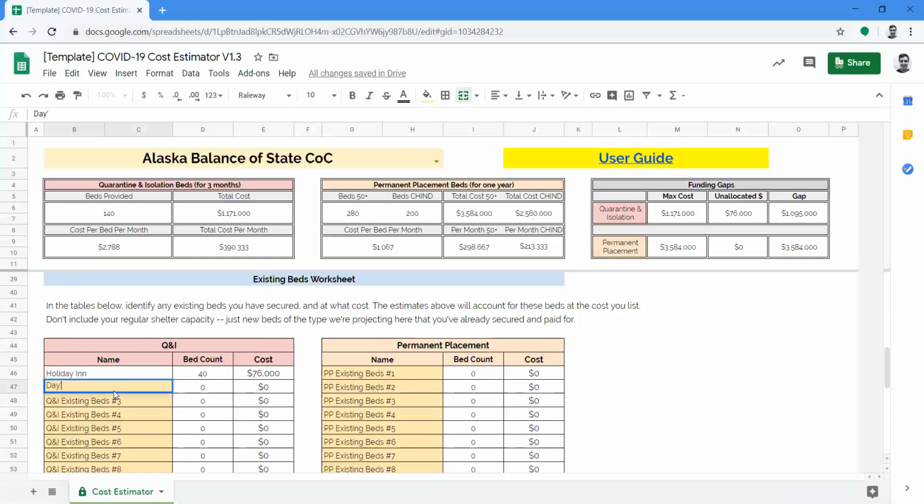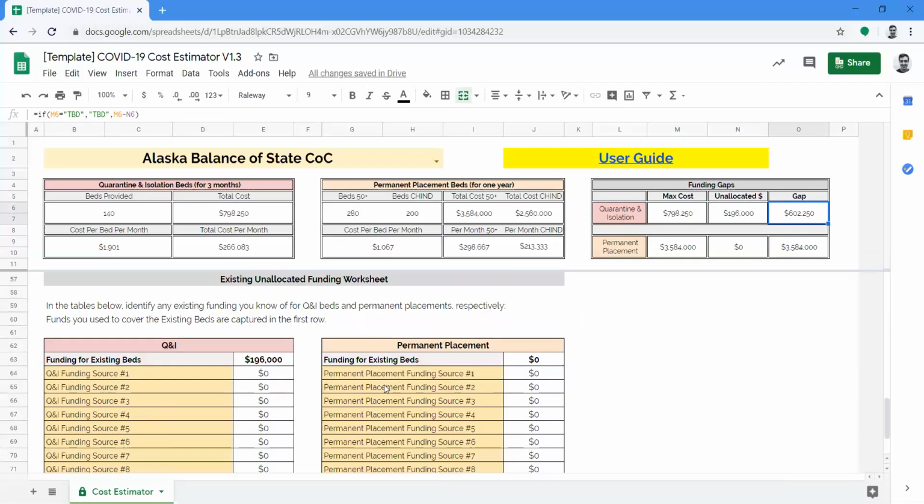You can then say the Days Inn has an additional 45 beds and those cost $120,000. And you'll see that the cost is updated accordingly here and here. And also the $196,000 you've indicated here is indicated as money you've already secured. And so your gap has dropped accordingly. The same principle applies for permanent placement beds. You can also indicate funding that you've received, but that you have not yet allocated. So we have the $196,000 already in place.